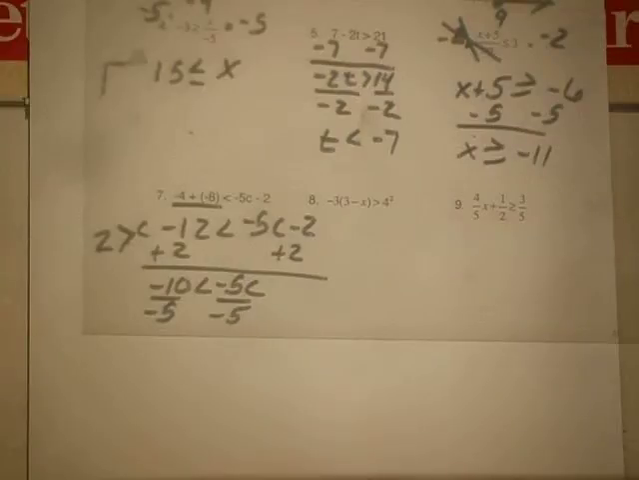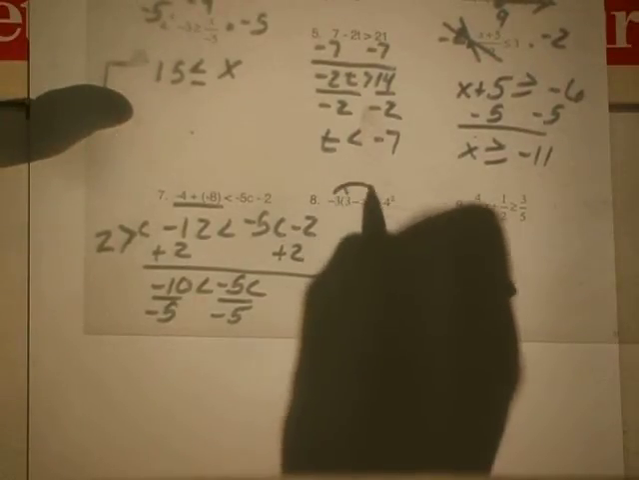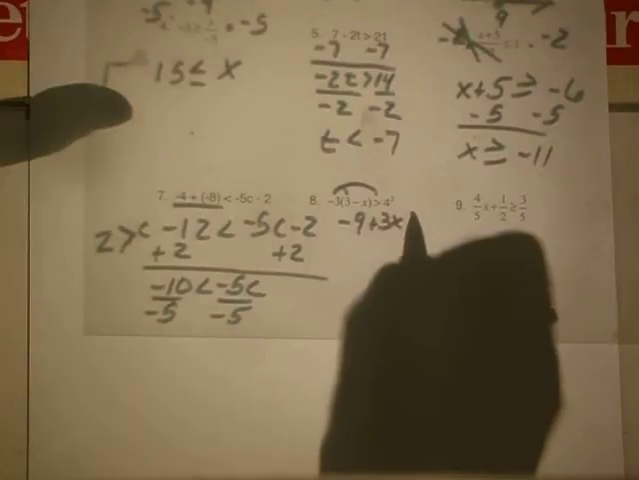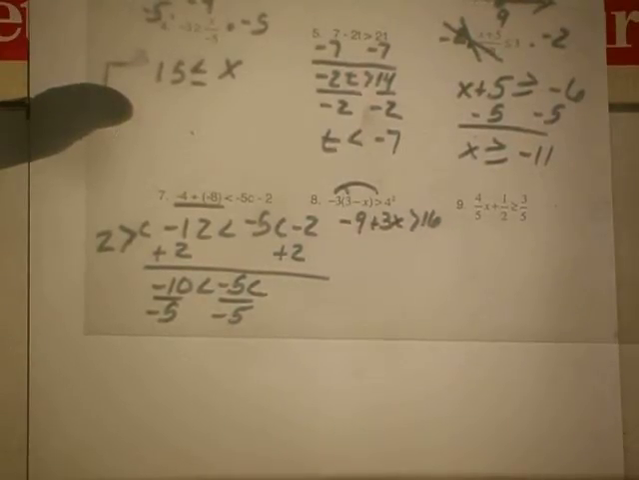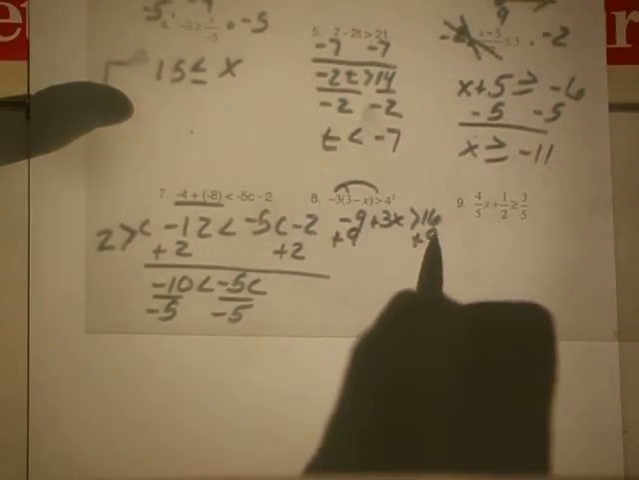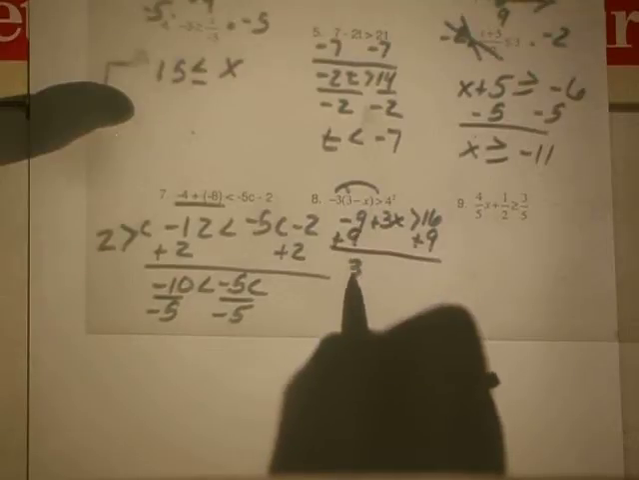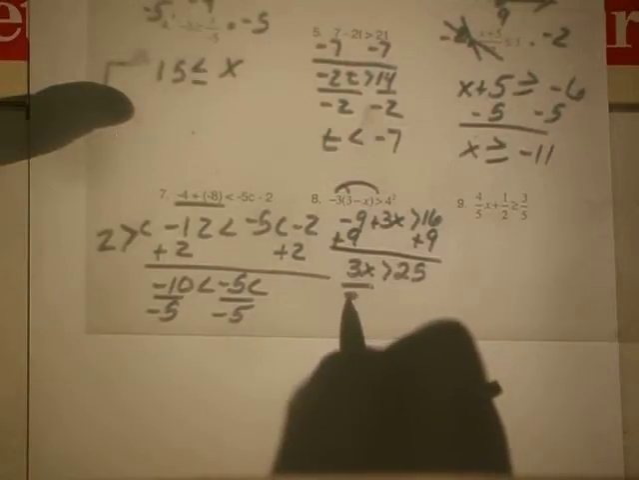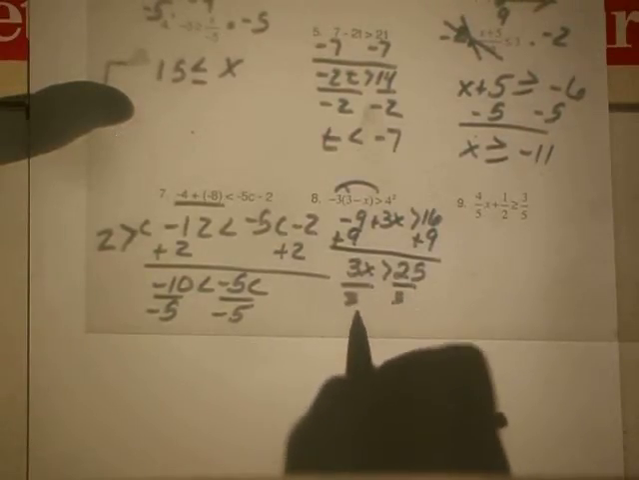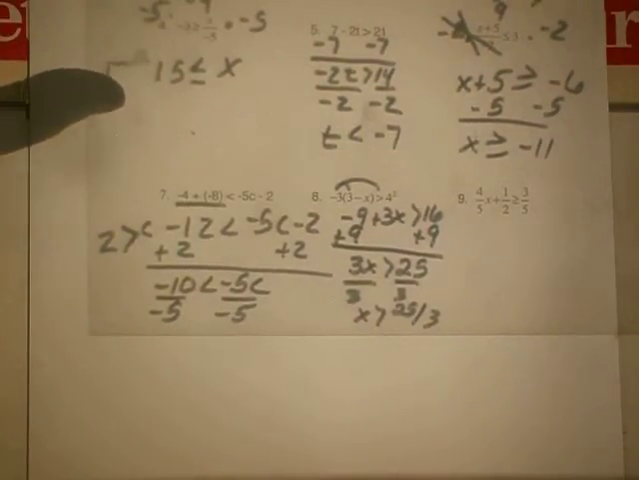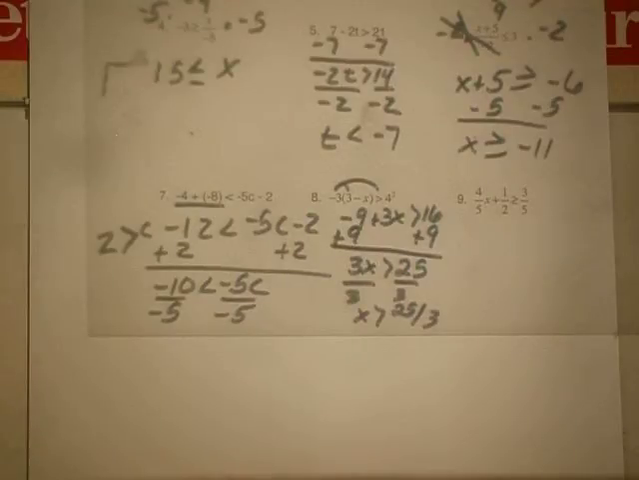Number 8, first thing we need to do is distribute. Negative 3 times 3 is a negative 9. Negative 3 times negative x is a plus 3x. And then we have a 16. To get rid of the negative 9, we are going to add 9 to both sides. And that becomes a 3x is greater than 25. And when you divide both sides by 3, you can leave that as 25/3. That is the same as 8.3 repeating, or 8 1/3.